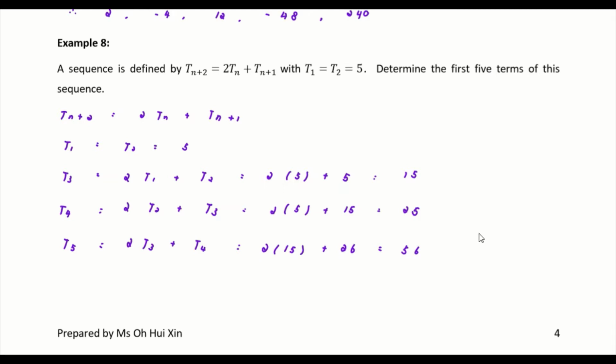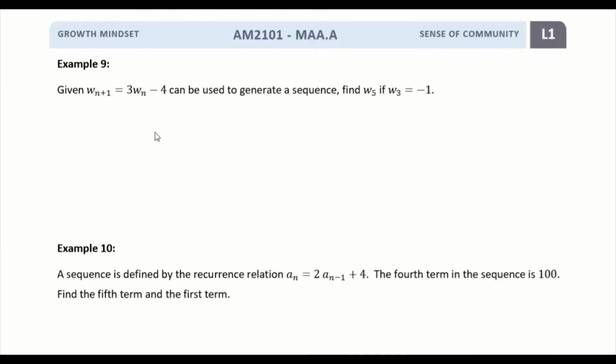Okay, so now let's look at two more examples for the solving question. Example 9. You see this is a different alphabet that they use here. Let me remind you again, it's not always T. It will depend on the question that is given. So W(n+1) is equal to 3Wn minus 4. This rule can be used to generate a sequence. Find W5 if W3 is -1. By looking at this, you are given the third term, which is -1.